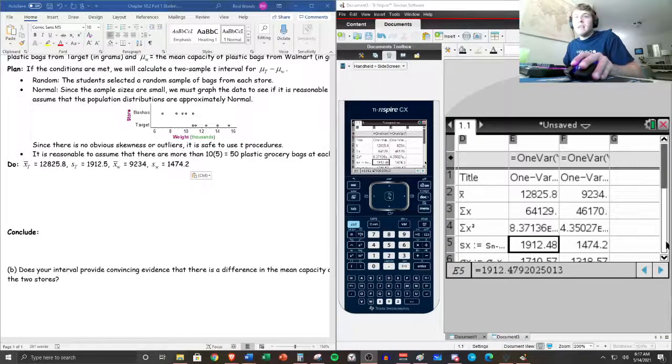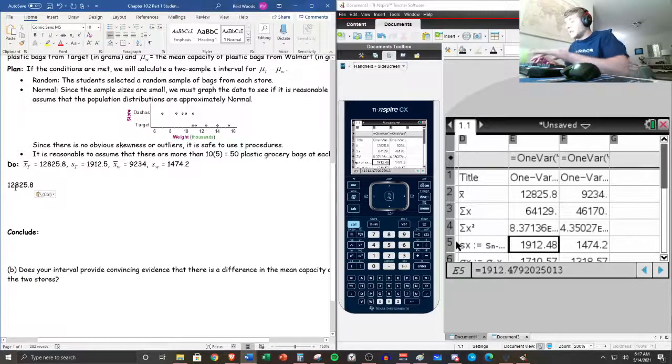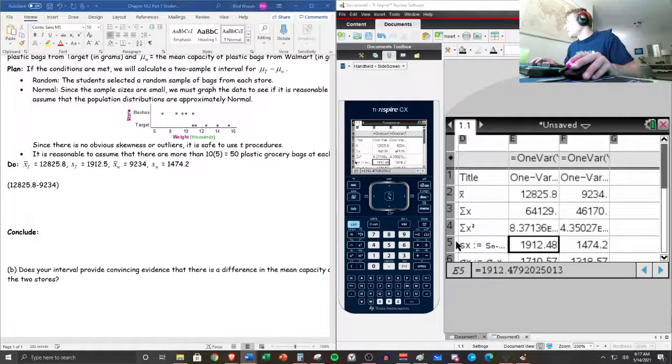Okay, so I've got mine in now. So those are the means. These are the means here. We need these to create our statistic. This is the first part. So we take that Target mean minus the Walmart mean. That's going to be our statistic.